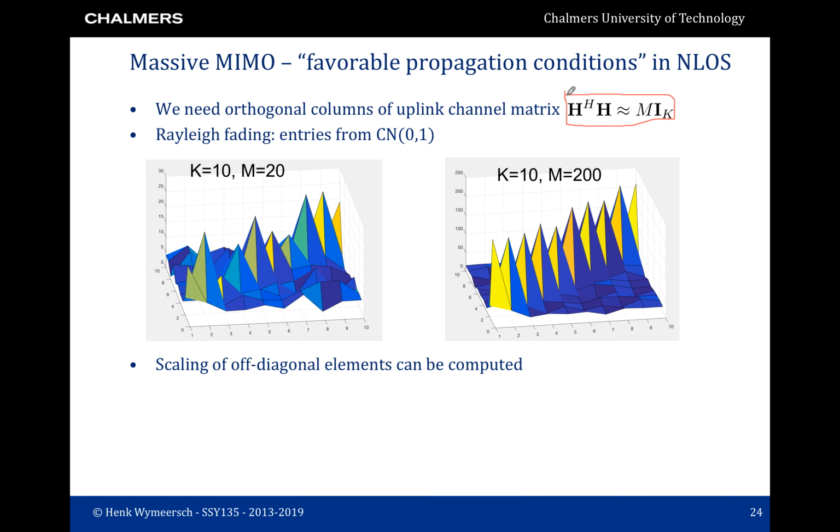Consider now a case with 10 users and M antennas at the base station. The figure on the left shows the matrix H Hermitian H visualized in 3D. We see that this is far from an identity matrix. However, when we go from 20 to 200 antennas, we see that the diagonal is approximately the number of antennas, and the off-diagonal elements are approximately 0. It is possible to compute the scaling of the off-diagonal elements as a function of the number of antennas. So we see that in practice, we would need in fact a quite large number of antennas at the base station to have these favorable propagation conditions.